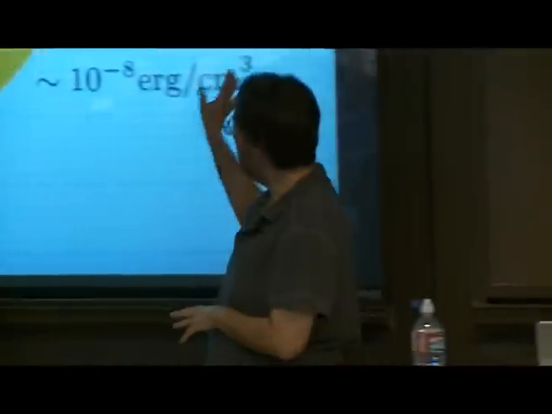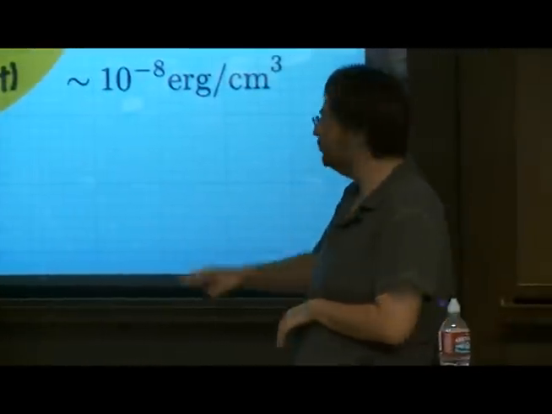So experimental cosmologists have recently measured the density of dark energy, the 70% of the stuff, very accurately. Here's the number. This is experiment: 10 to the power minus 8 Earth per centimeter cube. It's known more accurately than just an order of magnitude, but that's good enough for us.